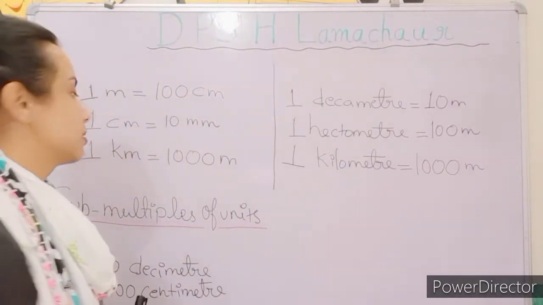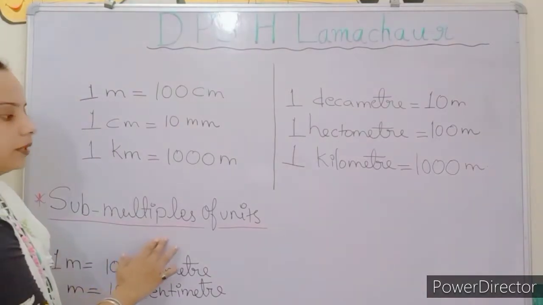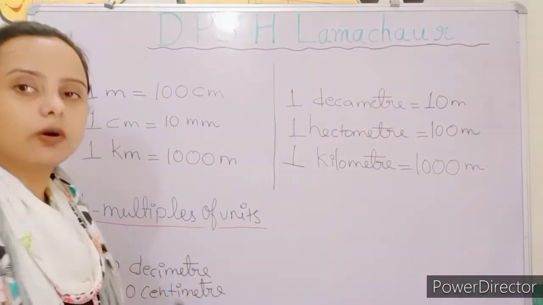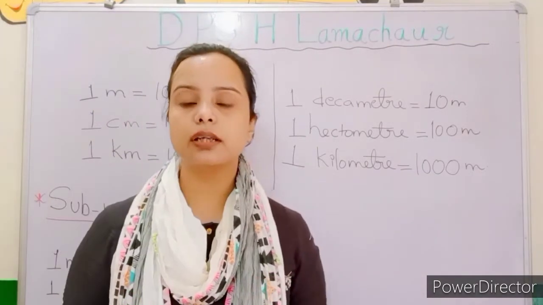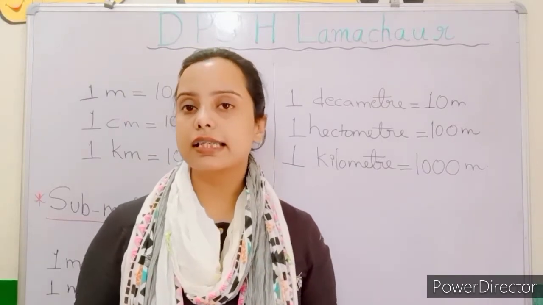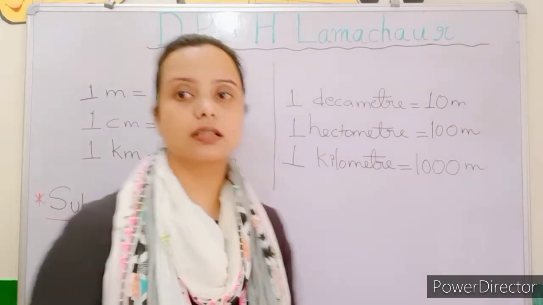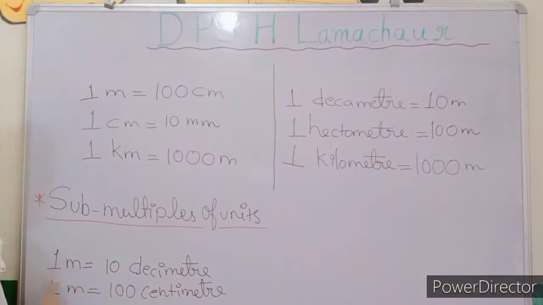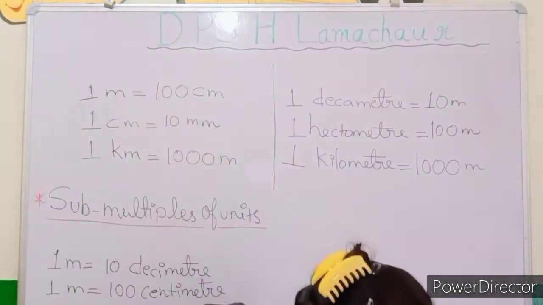Now the next one is the sub-multiples of units. If you want to measure a smaller distance, how will we measure it? There are some units: 1 meter equals 10 decimeters, 1 meter equals 100 centimeters, and 1 meter equals 1000 millimeters.